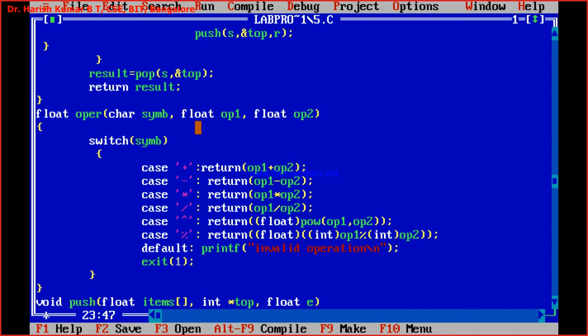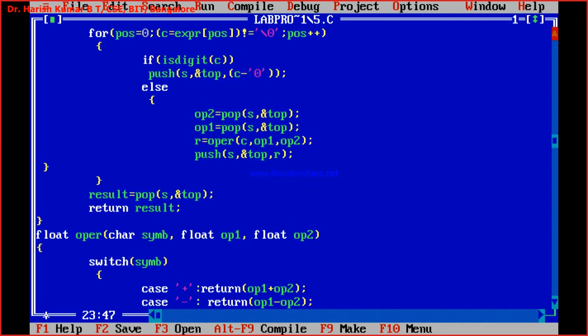Understood, sir. What happens here? When it comes to case 1, it will find the result and return from here. So it will go back to the statement which follows the call to OPER, from where OPER was called. It will never come to this, and it will not come to this. Now what is the statement that follows the call to OPER? OPER was called from here. It assigns the return value to R, and this is what it executes next. Hope you understood this.